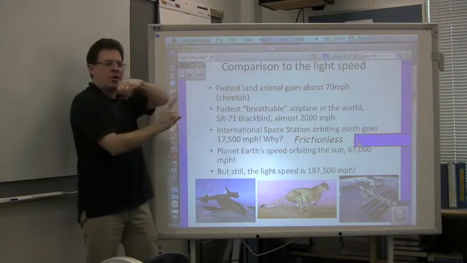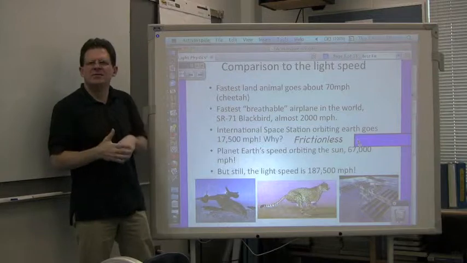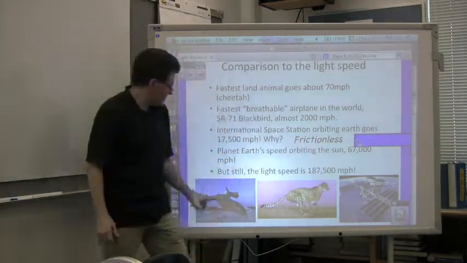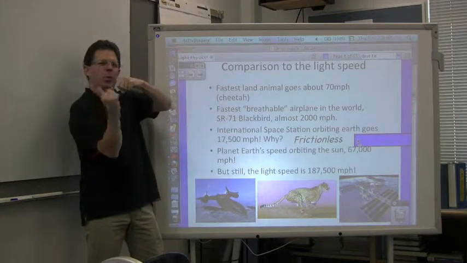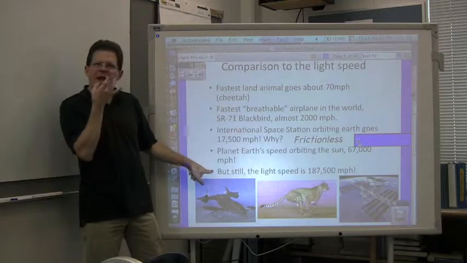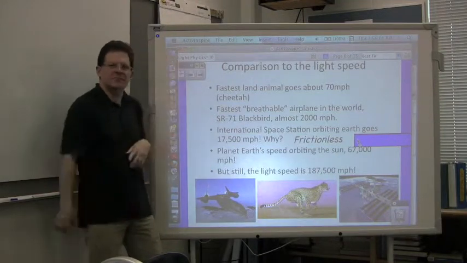So now when we talk about planet Earth and its speed of orbiting the sun, how fast? It goes 67,000 miles per hour. And so it takes 1 year for the Earth to orbit the sun, of course 365 days. So now if we talk about light speed, that still beats it.